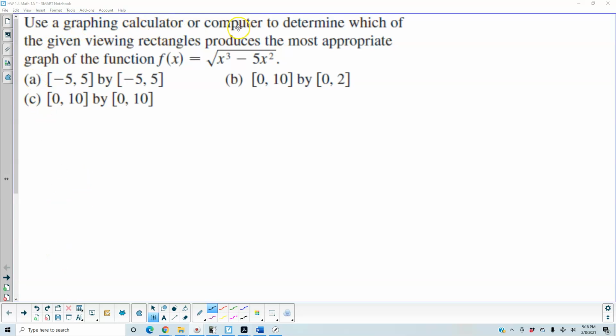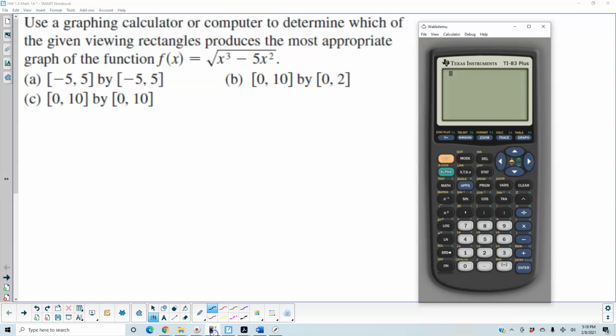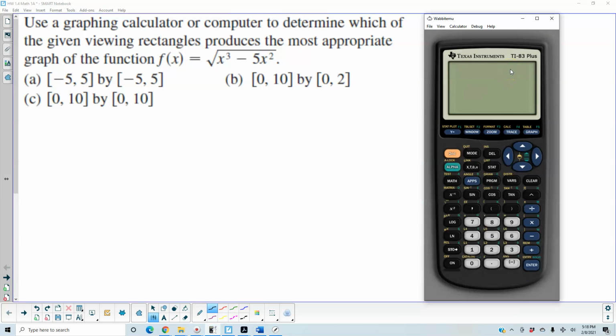Using a graphing calculator or computer to determine which of the given viewing rectangles produces the most appropriate graph of the function f of x, which is equal to the square root of x cubed minus 5x squared. So the first part I'm going to use is the TI-83 Plus calculator.